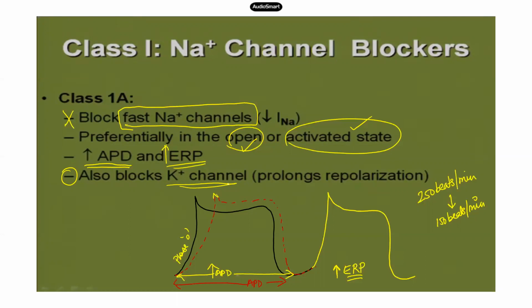So just remember these 3 bullet points about class 1A drugs. They block the fast sodium ion channels. That means they will delay the depolarization, right? And then they will preferentially bind in the open and activated state of a sodium ion channel, and thereby they increase the action potential duration and effective refractory period. And that is what we wanted with respect to the antiarrhythmics. Now let us talk about the drugs.